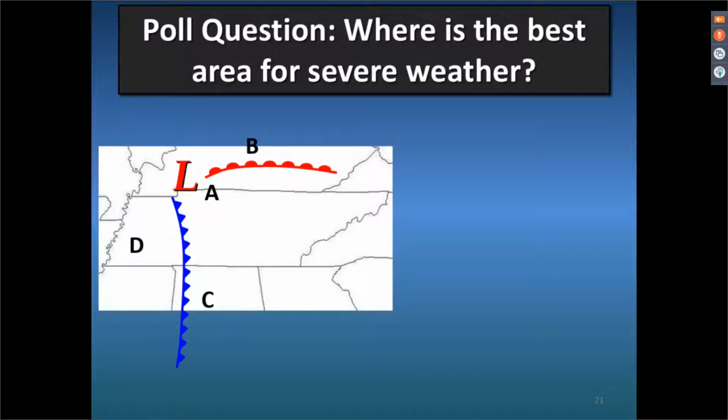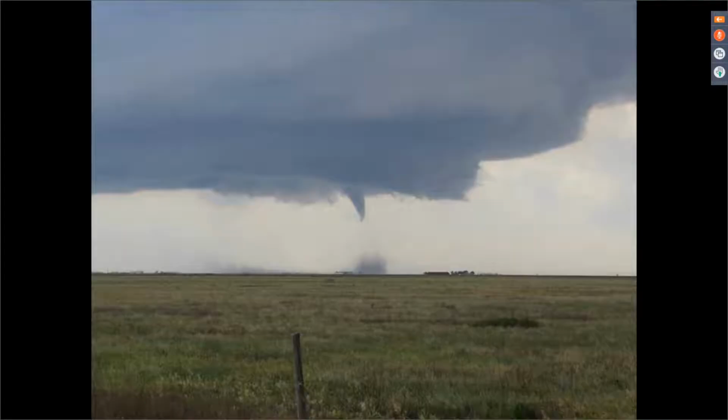And then, of course, at point B, you're north of the warm front, you're in the cold air, so that's not a favorable area for severe storms. And at point D, you're behind the cold front in the cooler air, so that's not a favorable area for severe storms as well. So, all right, everybody did great.